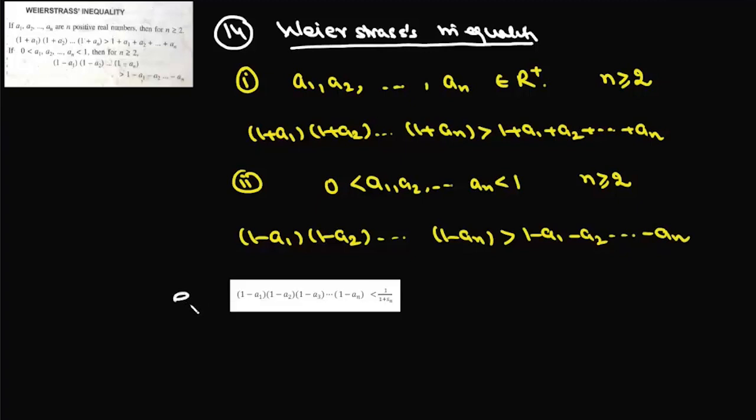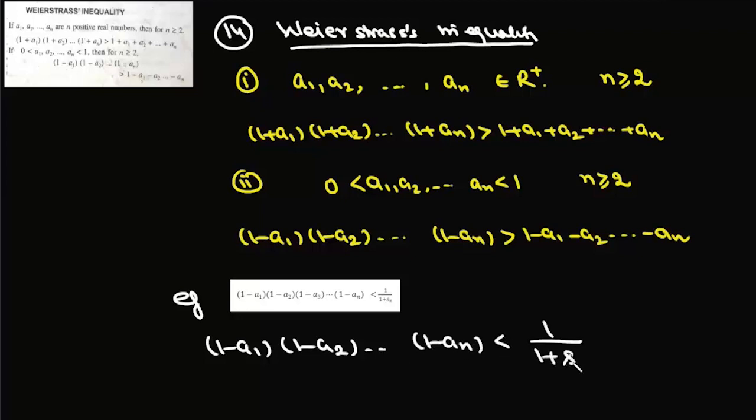Now let us take up an example, and it says we have to prove that (1 minus a1) into (1 minus a2) up to (1 minus an) is less than 1 upon (1 plus Sn), where Sn is the sum of all these numbers, a1 plus a2 up to an, where each of ai lies between 0 and 1.